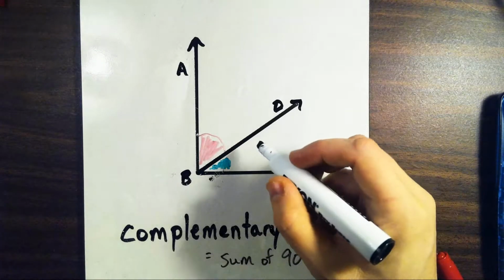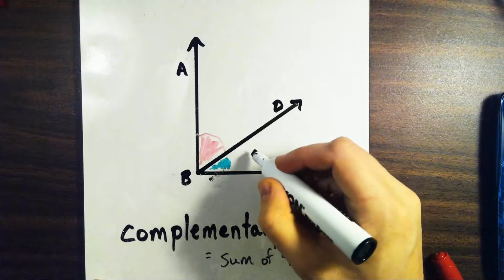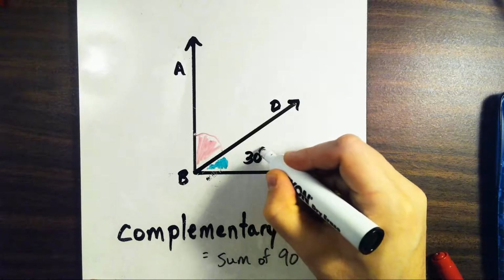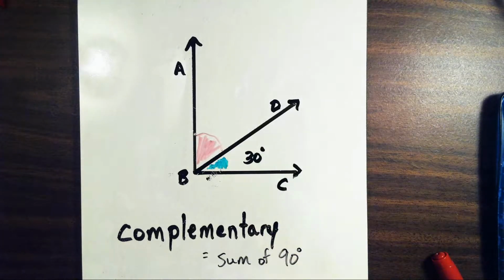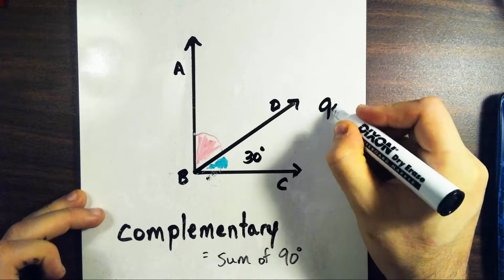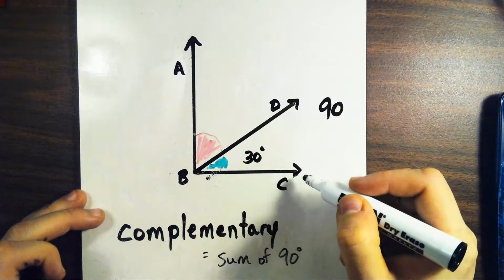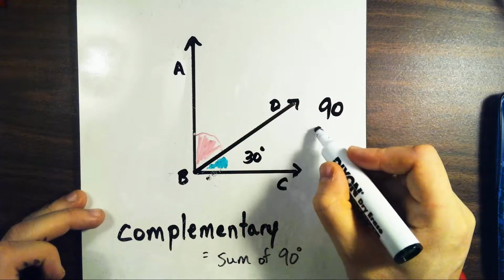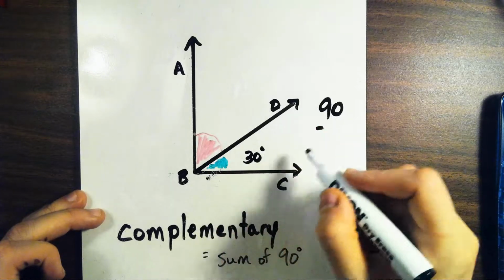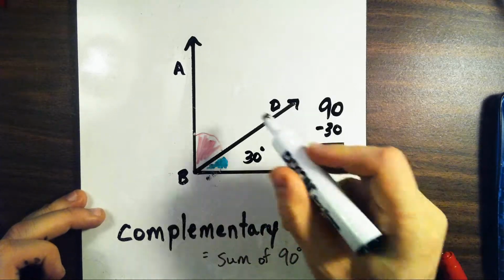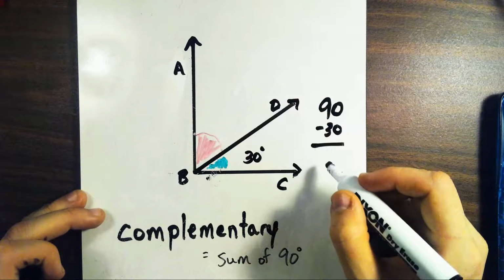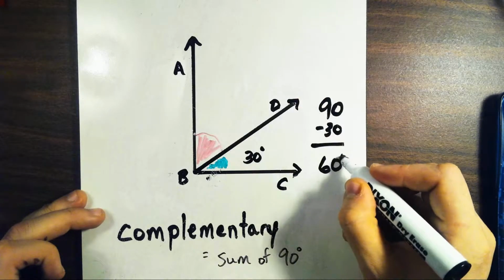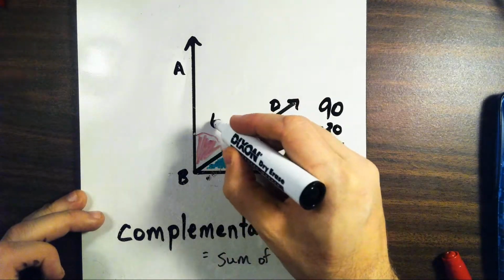Now let's say I told you that the angle DBC measures 30 degrees. We could find the measure of angle ABD without using a protractor. And the easy way to do that is I know angle ABC, this right angle, measures 90 degrees. If I take away DBC, my 30 degree angle, I'm left with my red angle here, angle ABD, which tells me that it has a measure of 60 degrees.